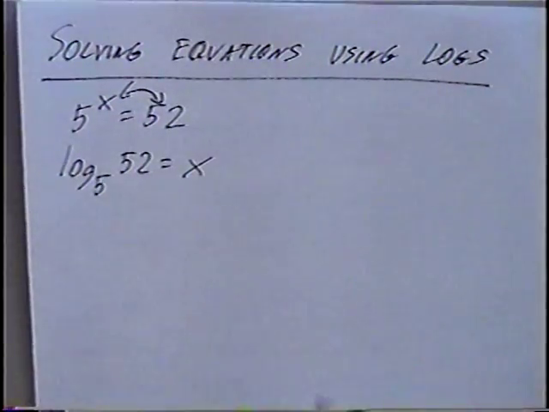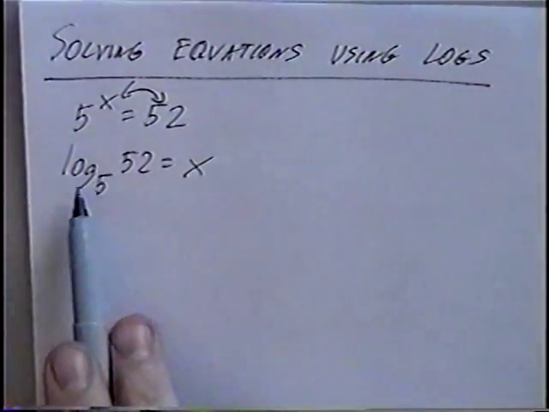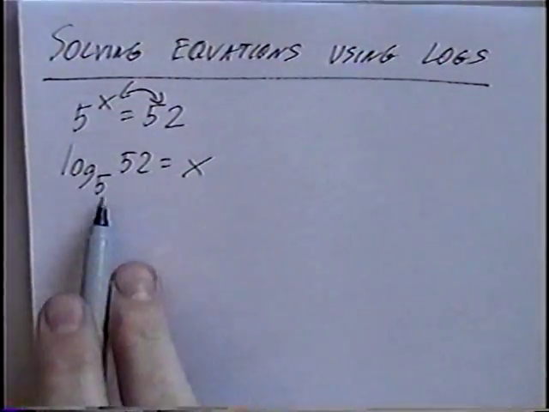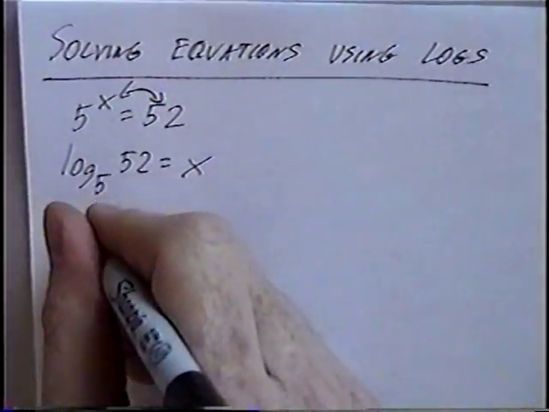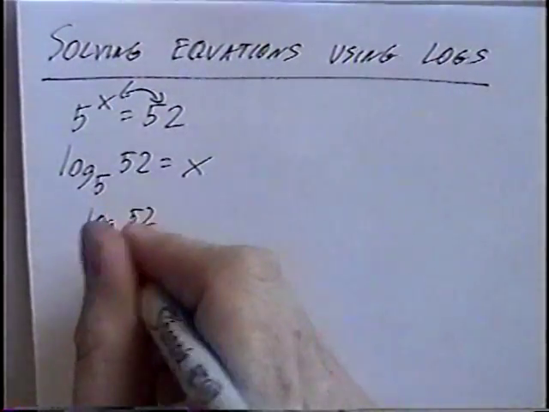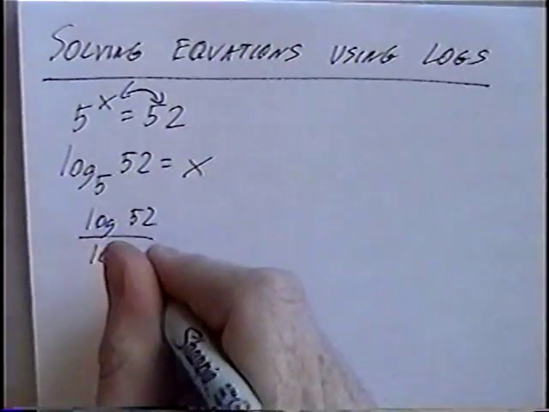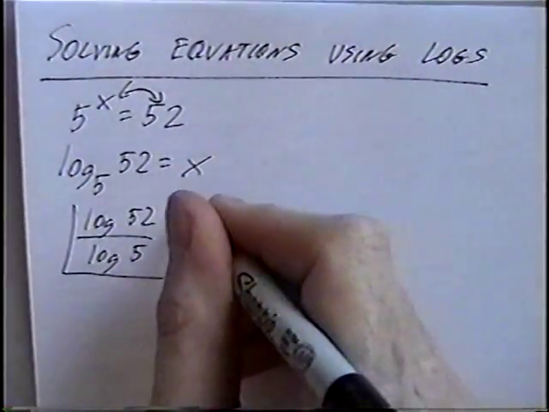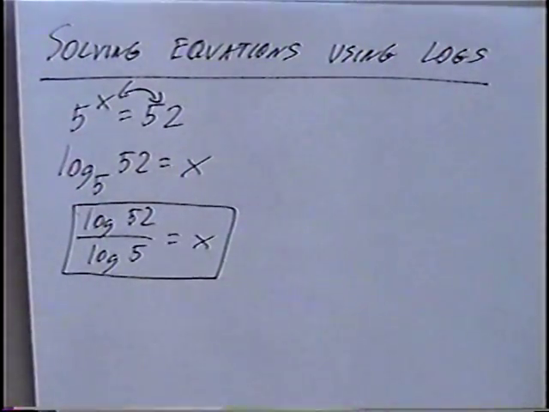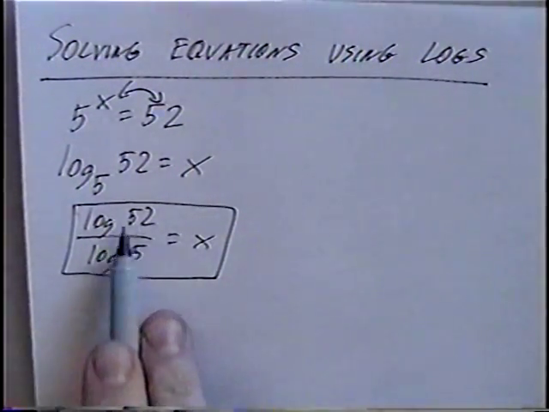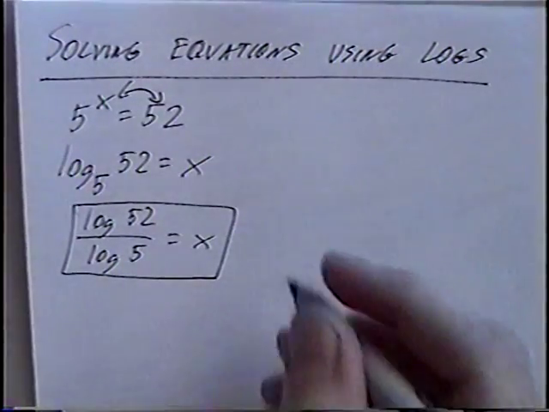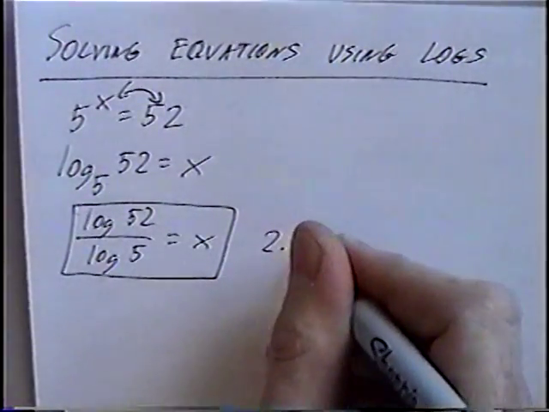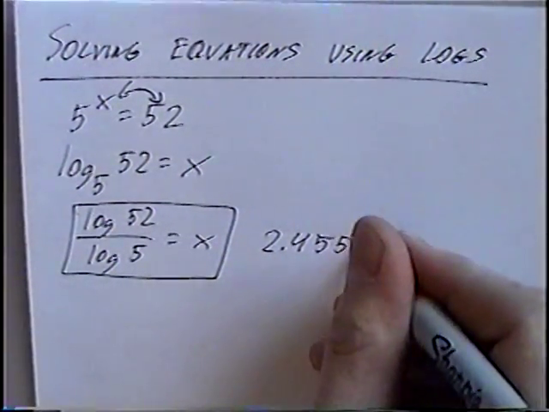For standard notation, all answers should have a log of base 10, so what we can use is the change of base to rewrite this as log 52 divided by log 5. Using a calculator, if you did log 52 divided by log 5, that would be 2.4550.